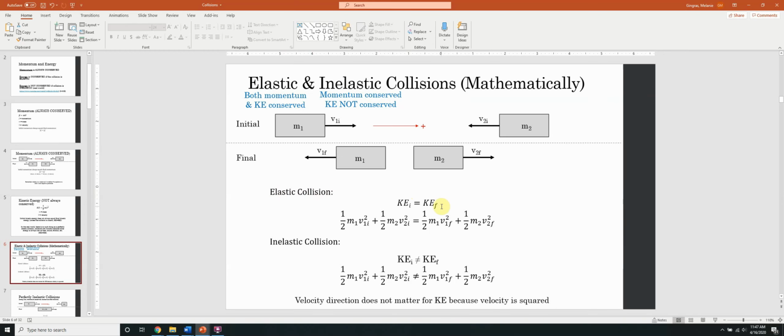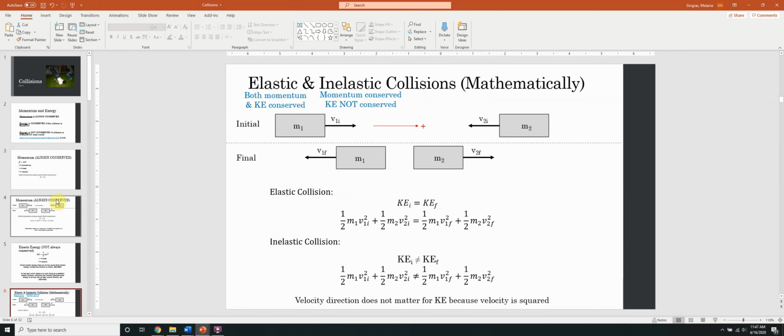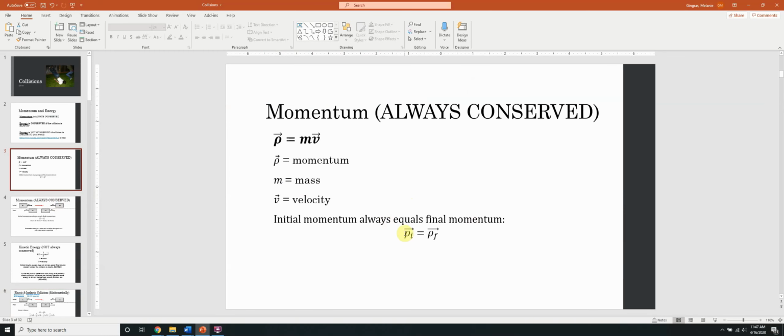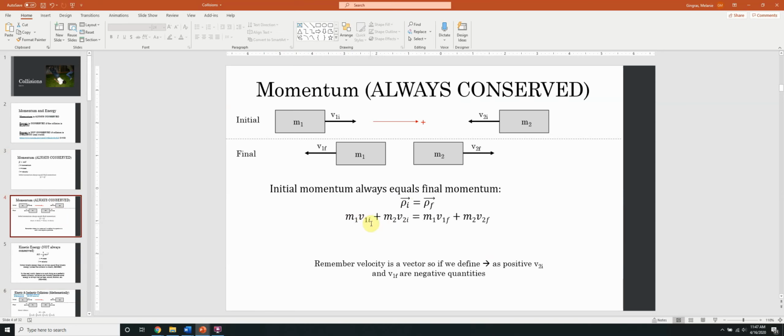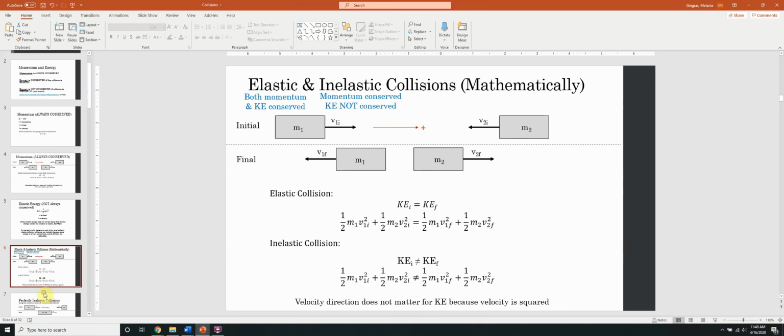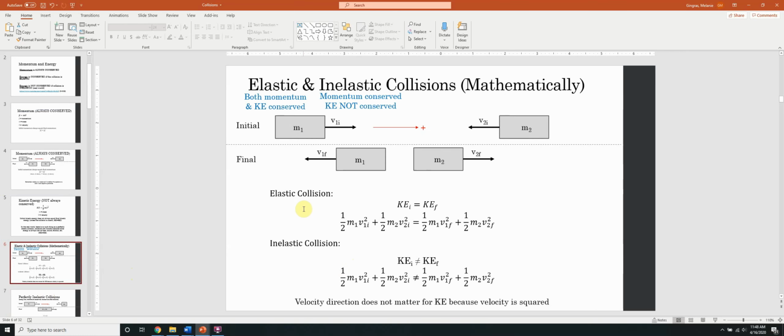KE final. The reason I didn't include momentum here is because in both cases, momentum is conserved, right? And we already talked about what that would look like. The momentum before is equal to the momentum after, which means that M1V1 initial plus M2V2 initial is equal to M1V1 final plus M2V2 final, right? We already went over that, so I'm just highlighting the differences here.